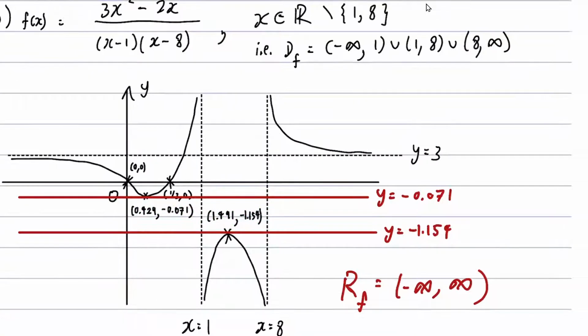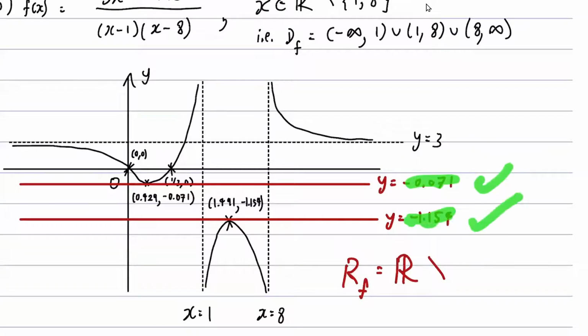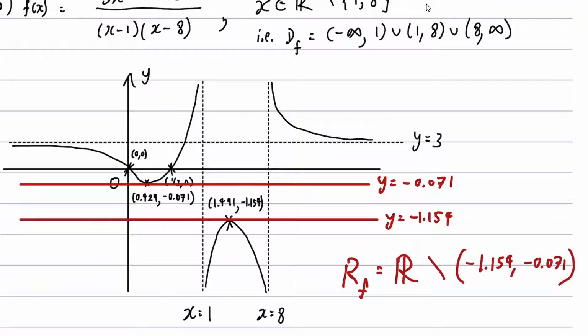It should be element from negative infinity to positive infinity, or you can simply write it as the set of all real numbers, but you remove away this region here. You cannot include these two values. These two values, they actually hit it. So we should remove the interval from open bracket, oh sorry, small to big, so it should be negative 1.154 comma negative 0.071. Does that make sense? All the real numbers except for these, based on the graph.